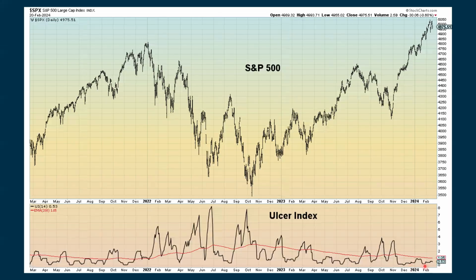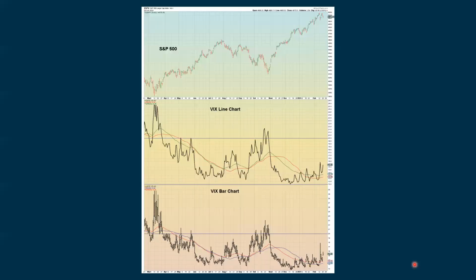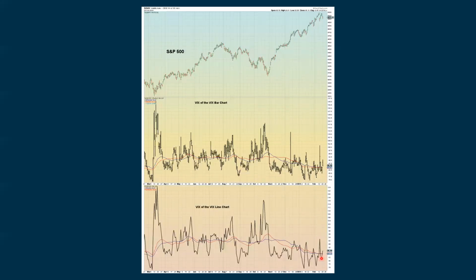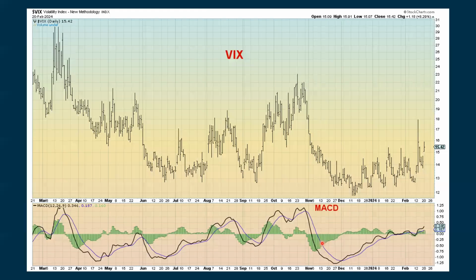The Ulcer Index is really not moving all that much right now. We did see a move up with the VIX when we look at the line chart as well as the bar chart, as we saw some declines. We're seeing a bit of a pickup in volatility with the VIX moving back above the moving averages.